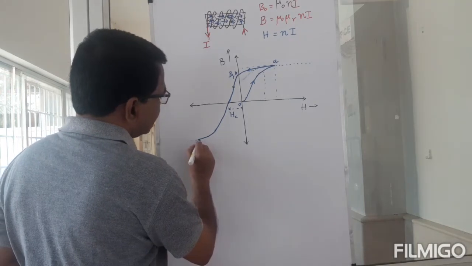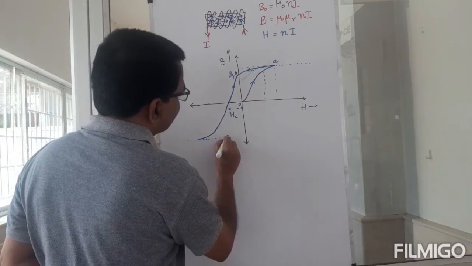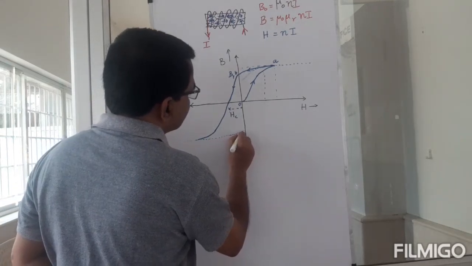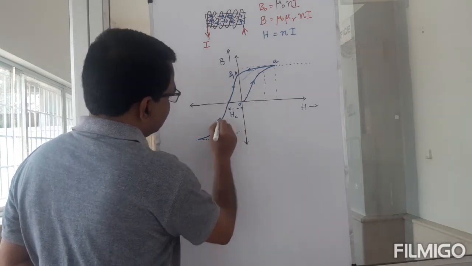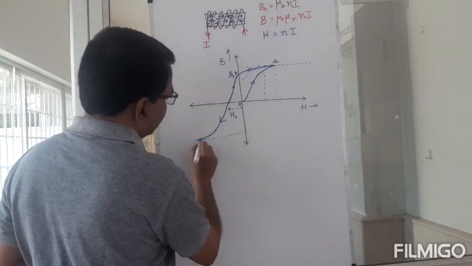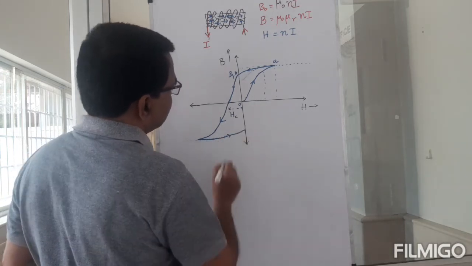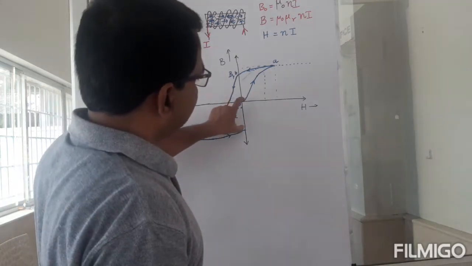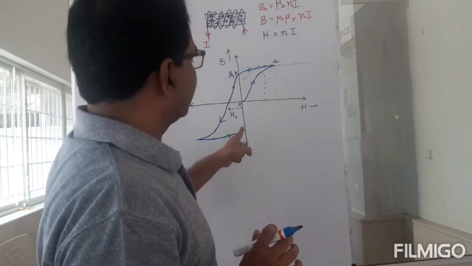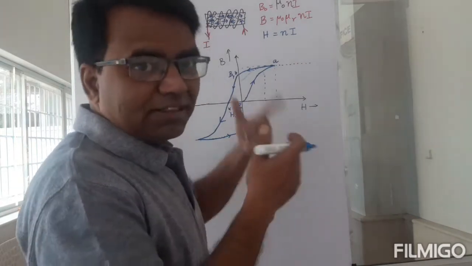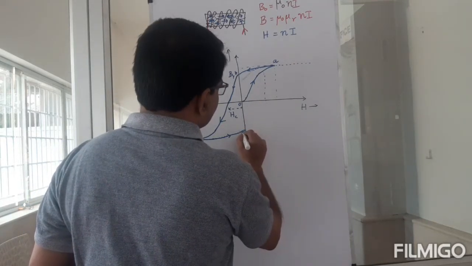And if we keep reducing the current, it will try to retain its magnetism. You notice here, even if it reduces, it will reduce only by a slight amount. Even if we bring the current back to 0, this will still retain some magnetism in the opposite direction. And if you want to bring it back to 0, then I have to do something.